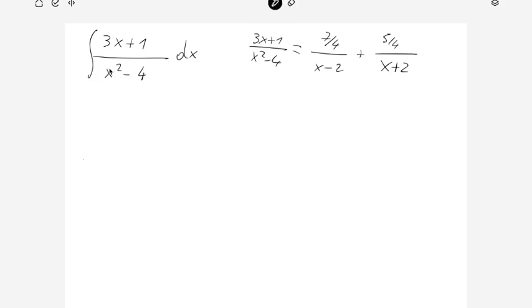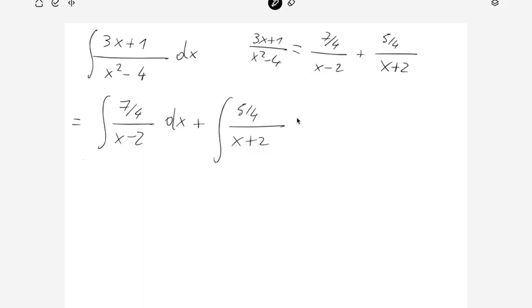Okay, now this integral can be written as the integral of 7 over 4 over x minus 2 dx plus the integral of 5 over 4 over x plus 2 dx. So I put 7 over 4 outside the integration and 5 over 4 outside.